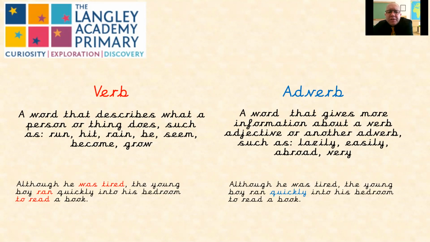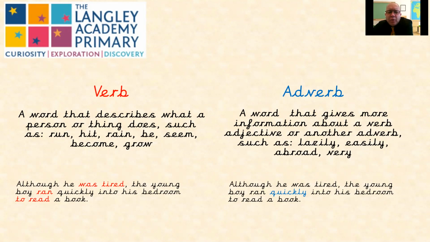Verb. This is a word that describes what a person or thing does, such as run, hit, rain, to be, seem, become, grow. These are the doing words, the action words. And again, this is nothing new. This is just a reminder to everyone. And if we look in our sentence where the verbs are, although he was tired, the young boy ran quickly into his bedroom to read a book.